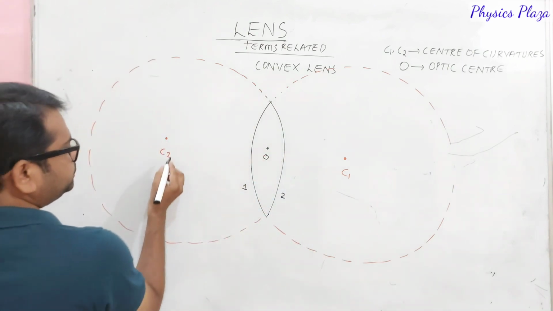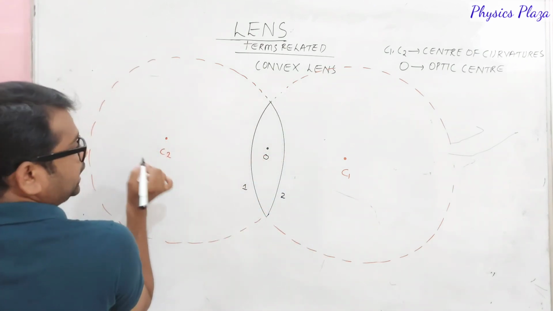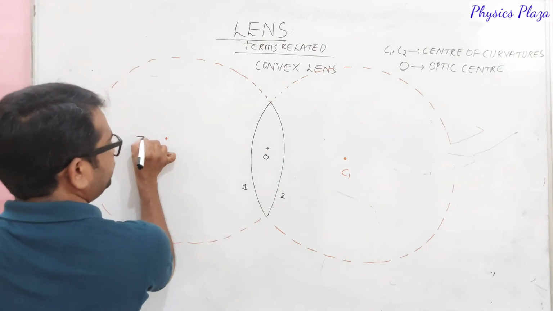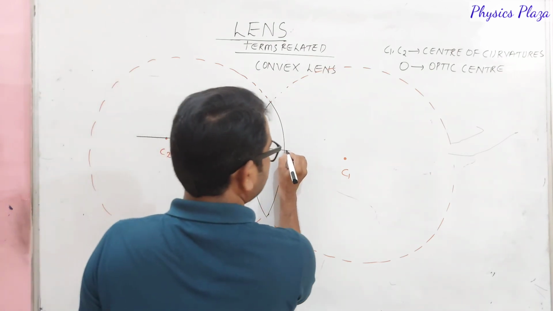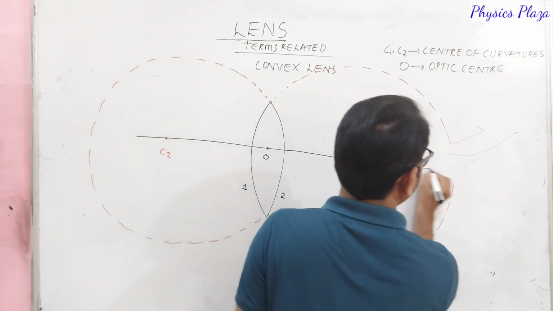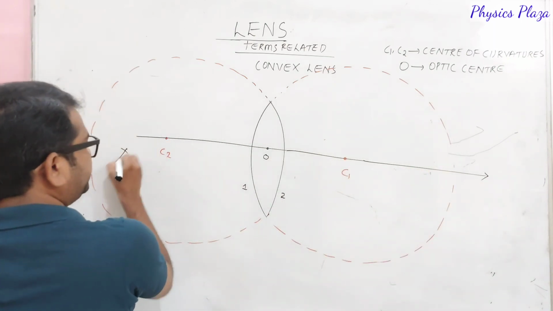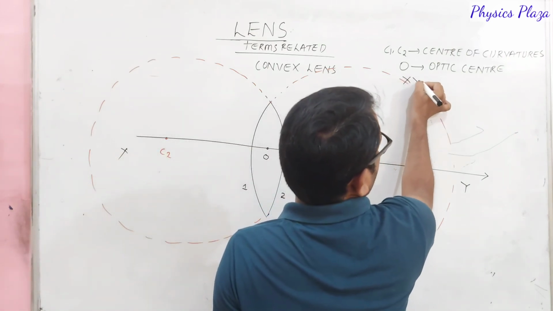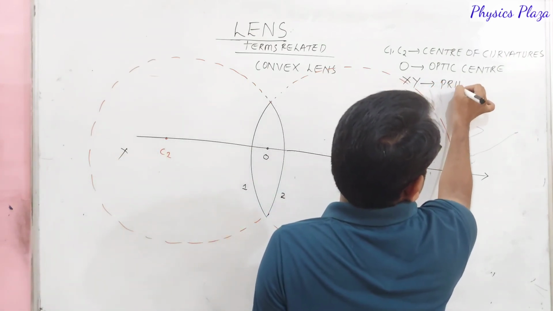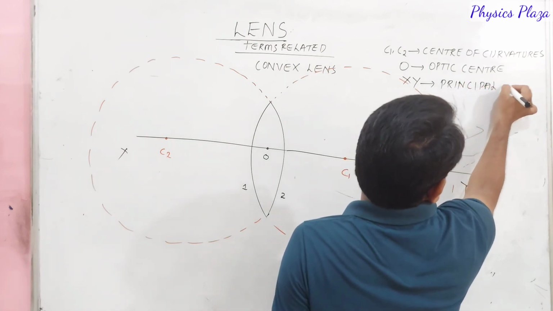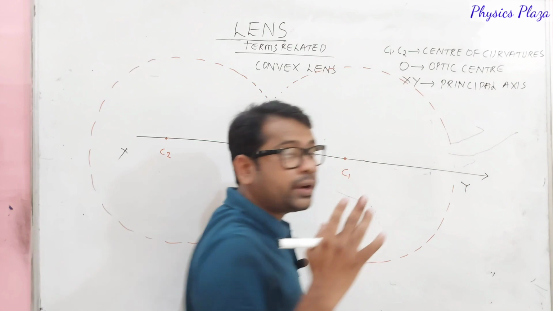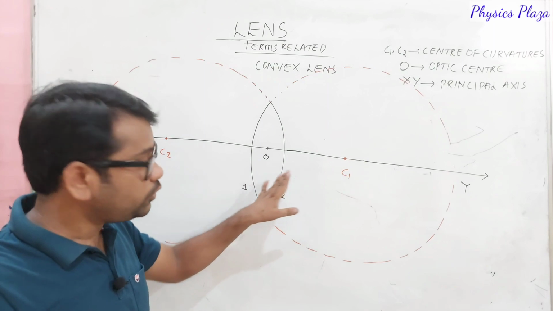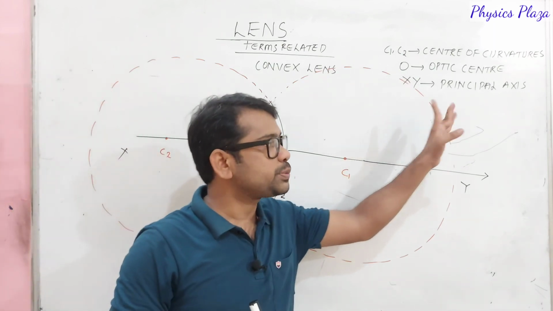Children, just imagine one infinite line, and moreover it is an imaginary line only. The imaginary line which is passing through the center of curvatures and the optic center of the lens, let us name it XY. This XY we can call the principal axis. An infinite and imaginary line which is passing through the center of curvatures and the optic center of the lens is called the principal axis.